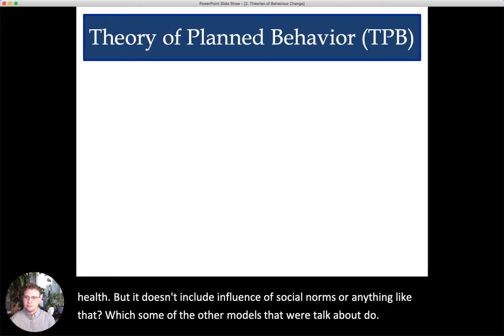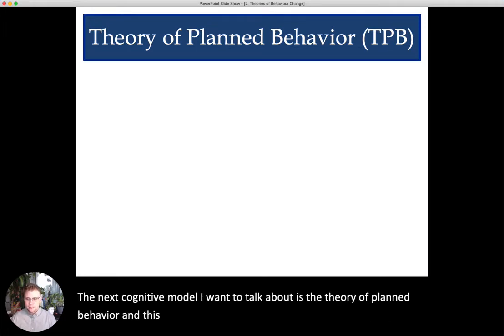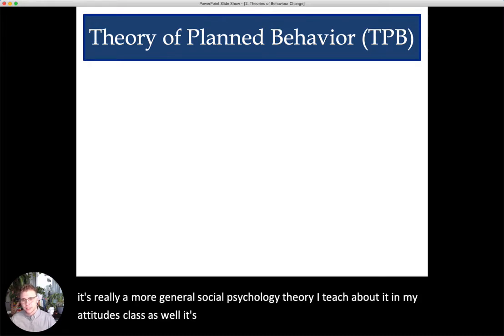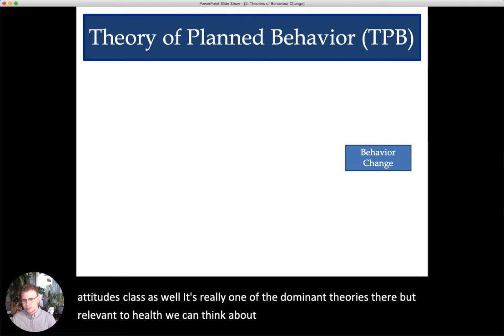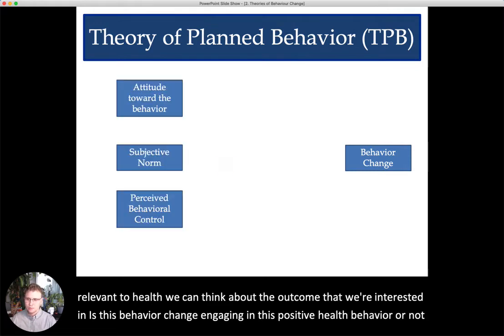The next cognitive model I want to talk about is the theory of planned behavior, and this is a theory that is used a lot in health psychology, but is really a more general social psychology theory. I teach about it in my attitudes class as well. It's really one of the dominant theories there. But relevant to health, we can think about the outcome that we're interested in is this behavior change, right? Engaging in this positive health behavior or not engaging in this negative health behavior.